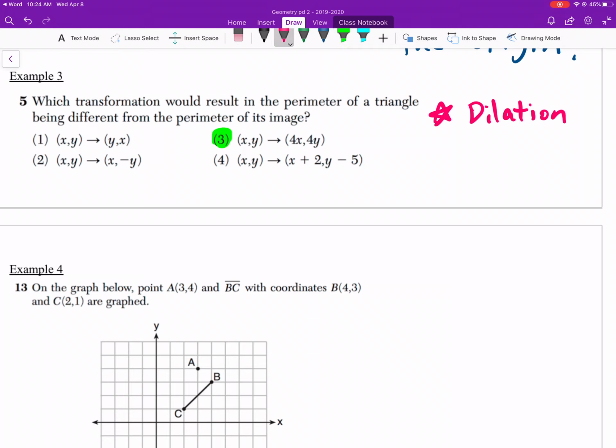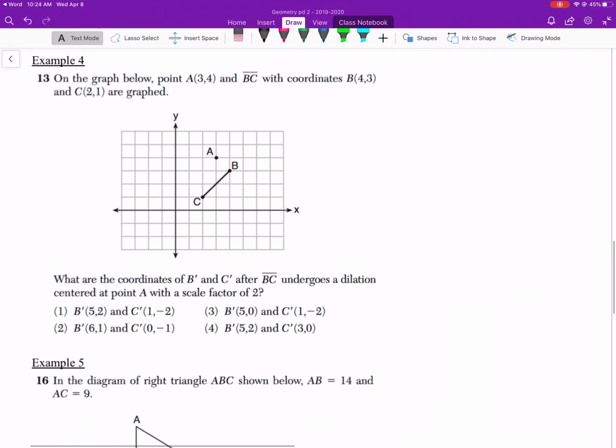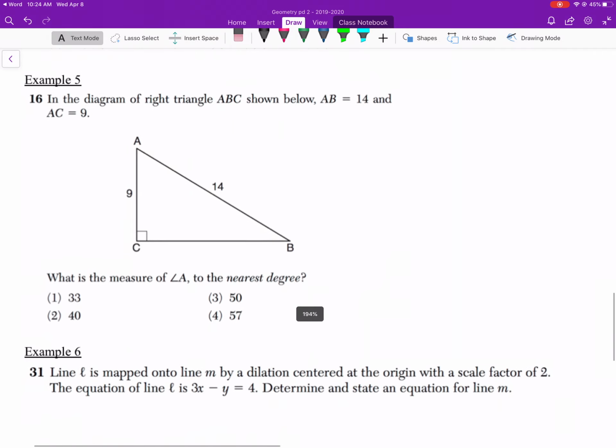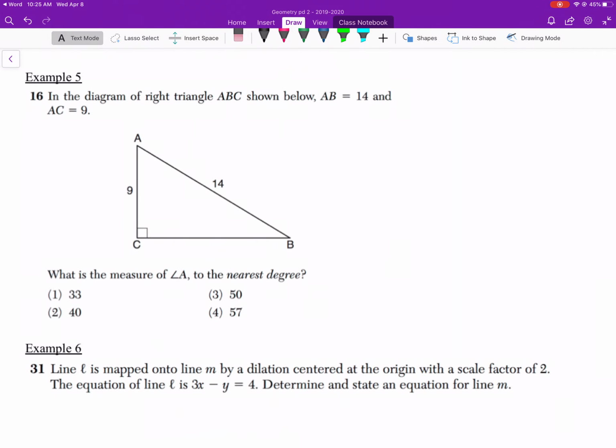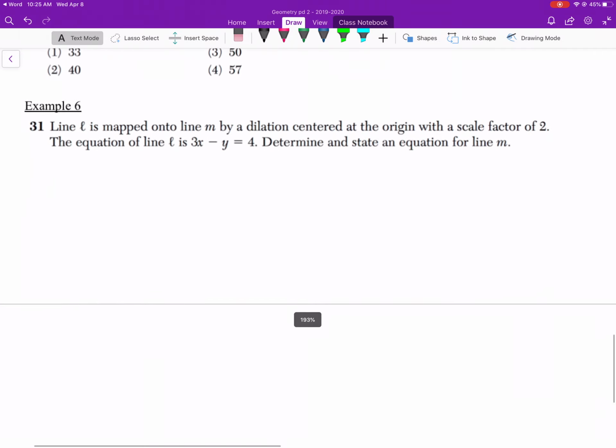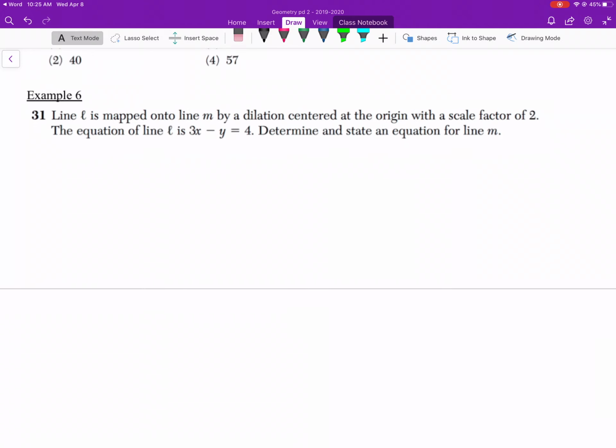So anytime there's multiplying of coordinates, a dilation takes place. And now it doesn't have to be x and y. It could have been just x. Like they could have said x, y becomes, let's say, 2x, y or something like that. So just x got multiplied or just y got multiplied. That would still be a dilation and the perimeter would change. All right, example 4 you'll try on your own. Example 5 you'll try on your own. Nice review of trig. And example 6, I'll start with you.